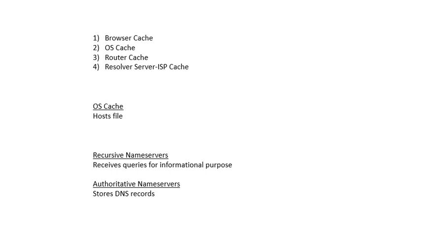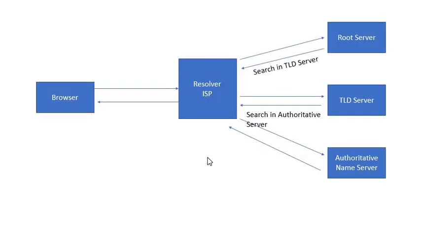So let's understand from this diagram. When you hit any URL in the browser, it first checks the browser cache, then OS cache, then router cache, then ISP cache. If it is not found in the ISP cache or resolver server cache, then it goes to the root server, the top level servers of the DNS hierarchy.